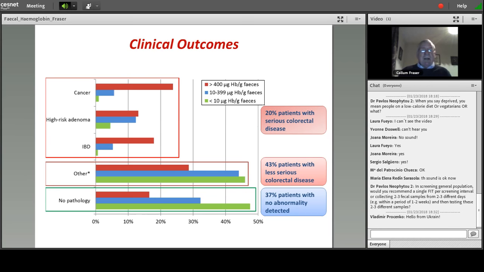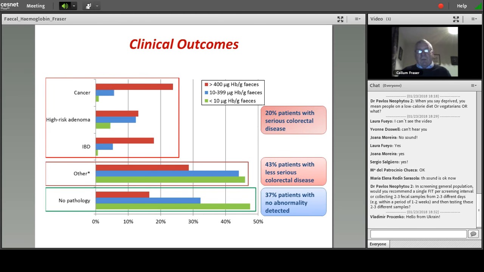And then, as we would expect, higher risk adenoma are rather in the middle. But again, there are more with fecal hemoglobin concentrations detectable than there are without. And if we go to the bottom panel here, we can see those with no abnormality detected on colonoscopy. Many of them had undetectable fecal hemoglobin, whereas some did have, but few had really very, very high levels.